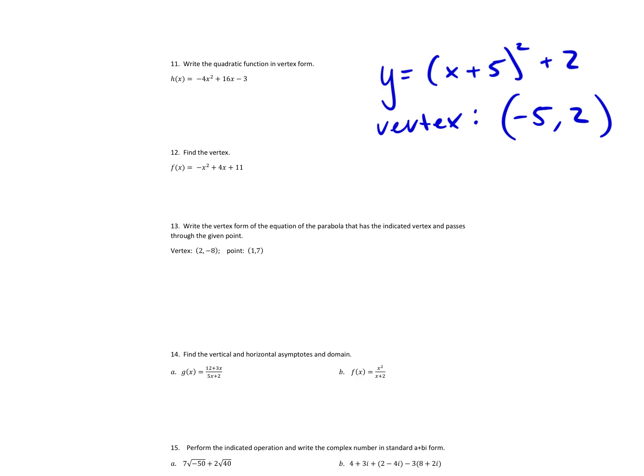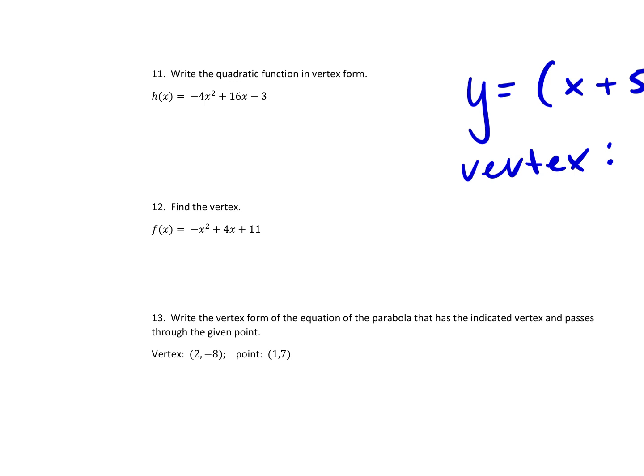If it was written like 11 or 12 where it starts in standard form, to find our vertex, we would use -b over 2a to find the x from our vertex, or the h, and then plug that in to find y.